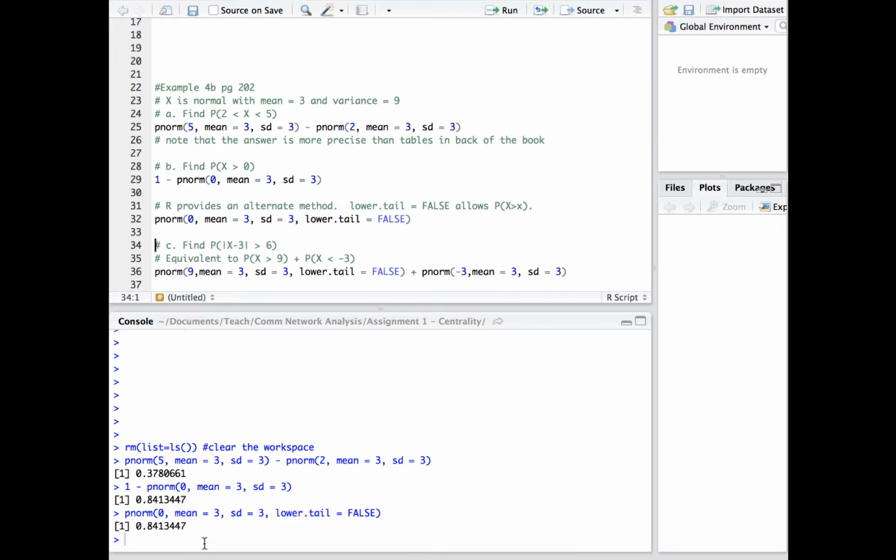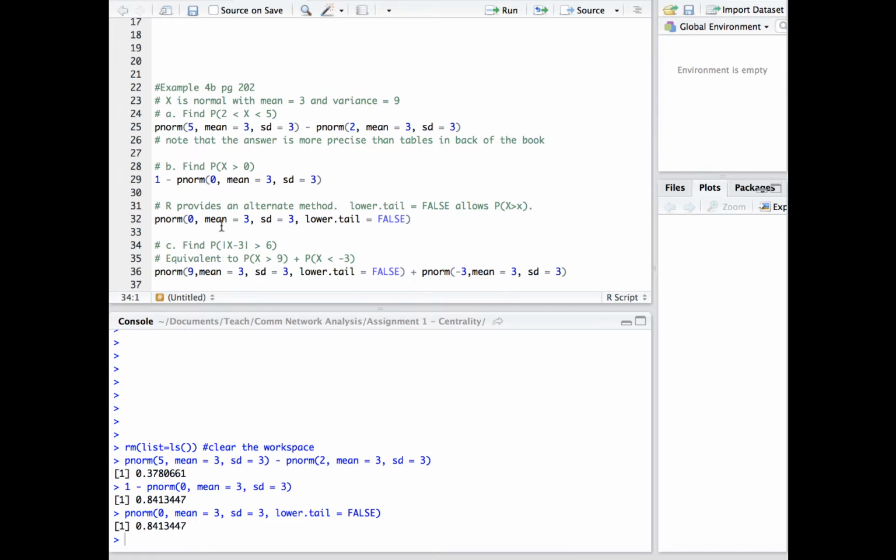Okay, so we're now going to do something a little trickier. If we look at problem C, find the probability that the absolute value of x minus 3 is greater than 6. Well, we have to do some algebra. This is where the material covered in the lecture becomes important. This becomes an excellent exam problem because it requires you to not only know how to use R, but it also requires you to do some algebra and know something from the lecture as well.